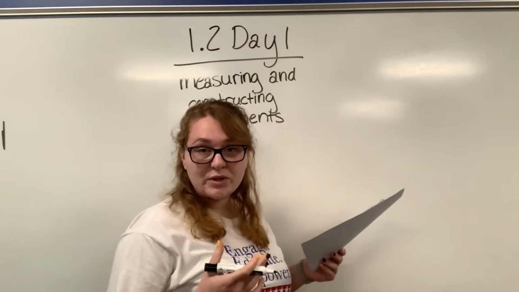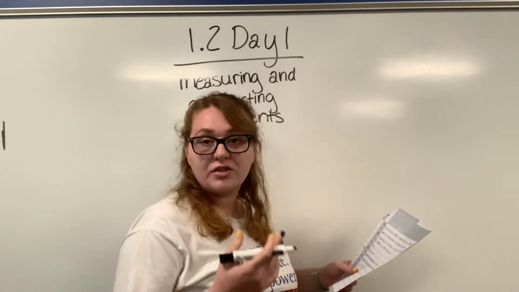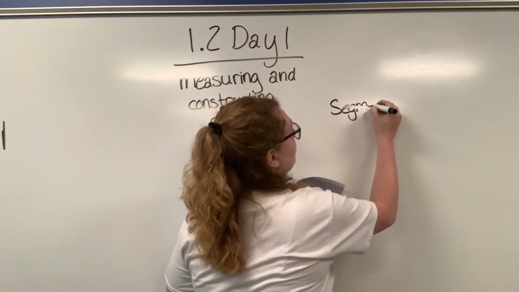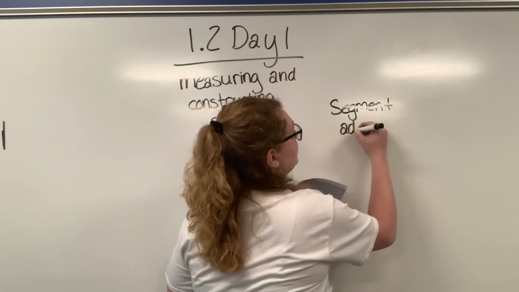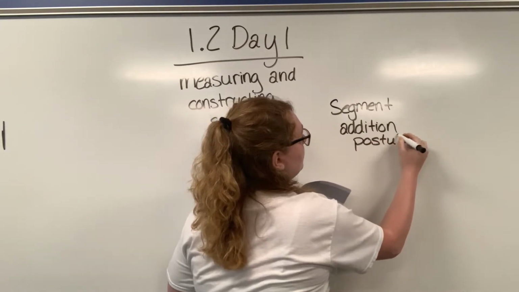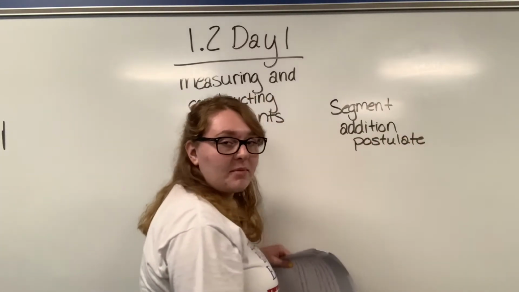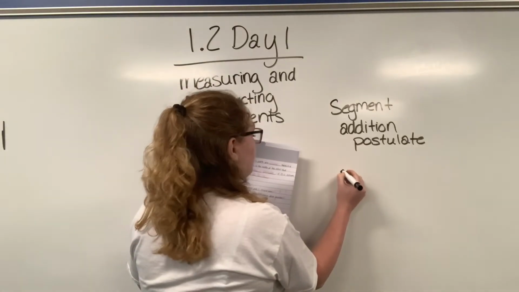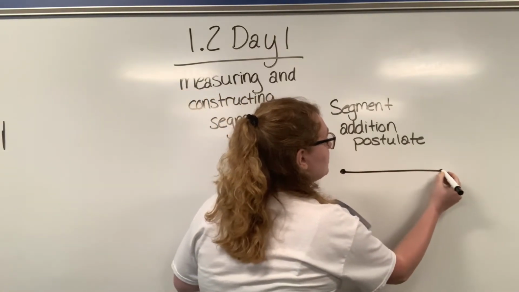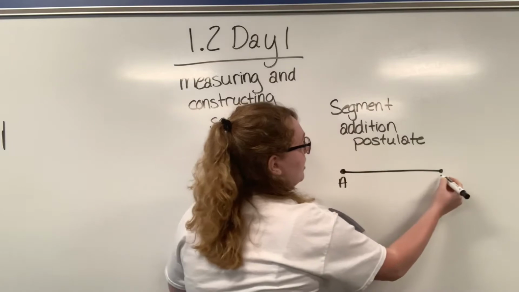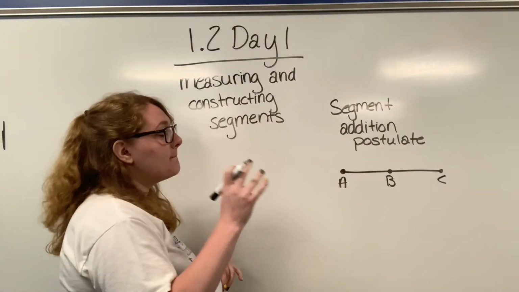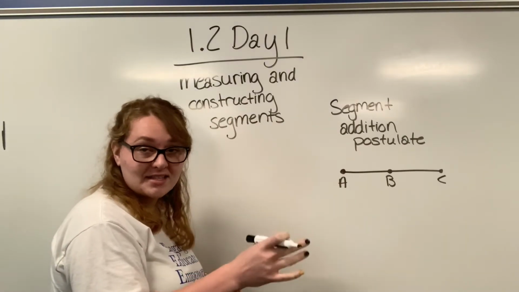When a point is in between 2 other ones, we can use something called the segment addition postulate. So I'll write that down. The segment addition postulate. Okay? And so what that means is, I'll give an example that B is in between A and C. So that means that A and C are our endpoints, and B is in between A and C.